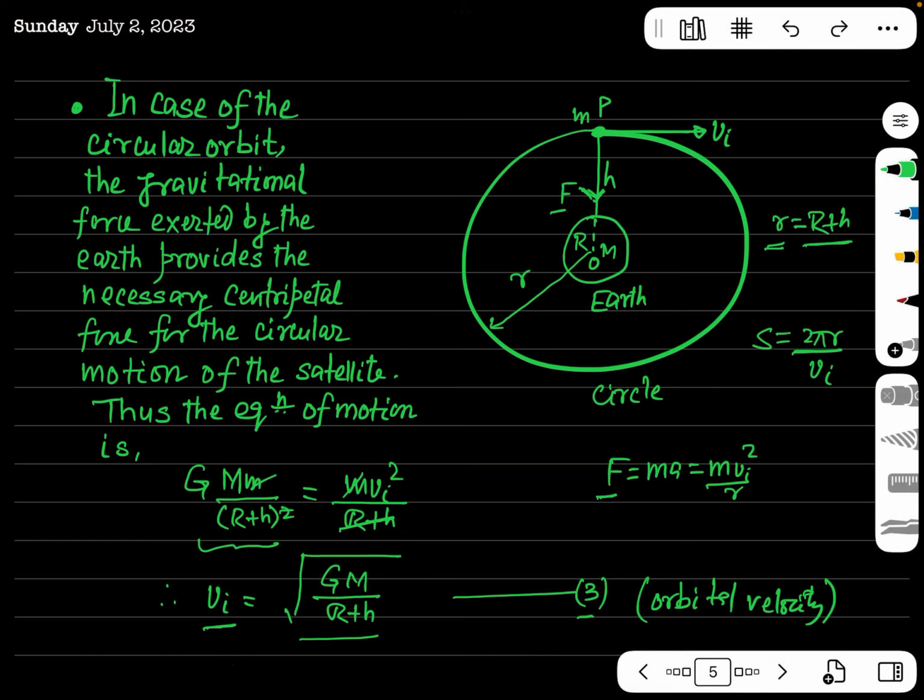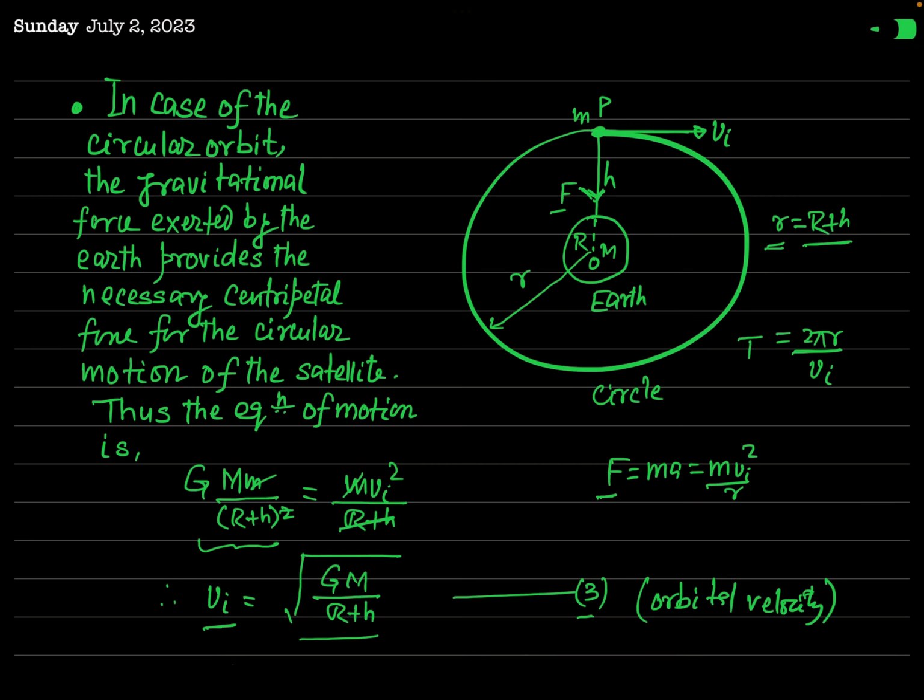Sorry, this is not s. S is 2 pi r. But if you want to find the period of revolution, and we denote it by T, then this will be the distance covered in one revolution, which is 2 pi r, divided by the speed with which this distance has been described. So T will be 2 pi r divided by vi, but small r is equal to capital R plus h, so the period will be 2 pi times (R plus h) divided by vi.